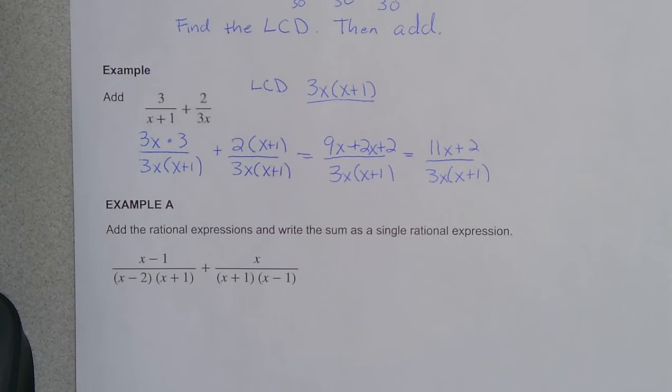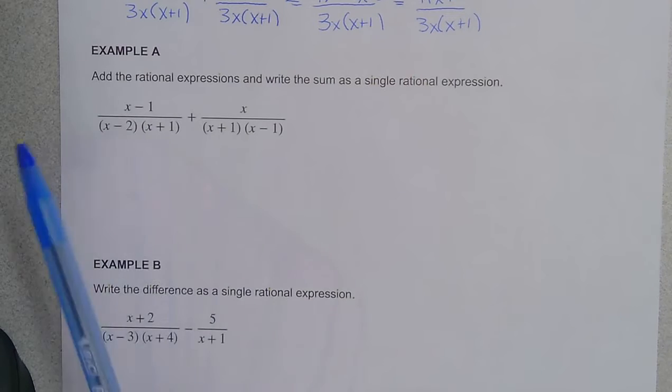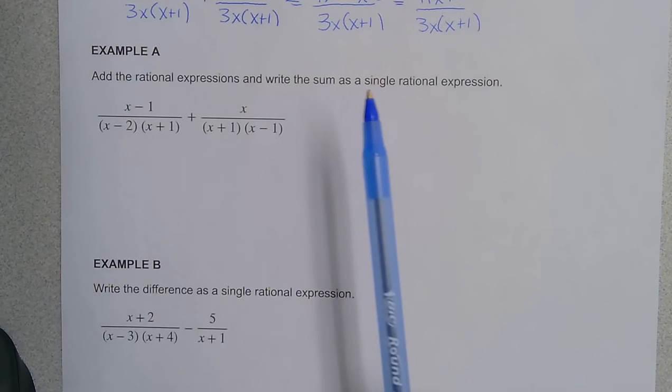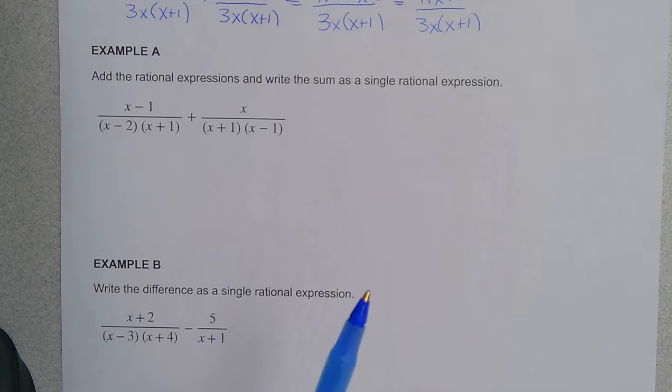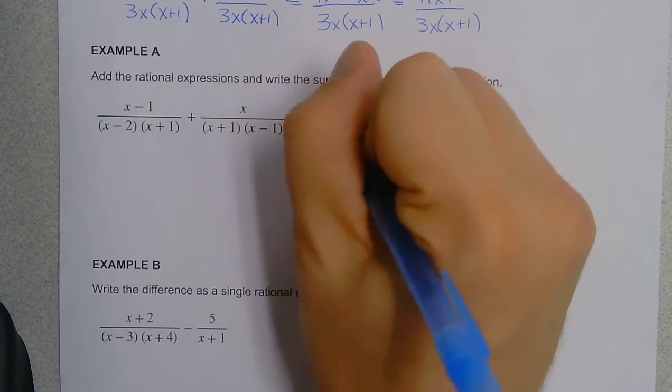So now what I would like for you to do is complete problem number 2 on your assignment, just parts 2A and 2B. Notice the directions say, what is the least common denominator for each pair of expressions? So now for example A, add the rational expressions and write the sum as a single rational expression. So first what I'm going to do is find the least common denominator.